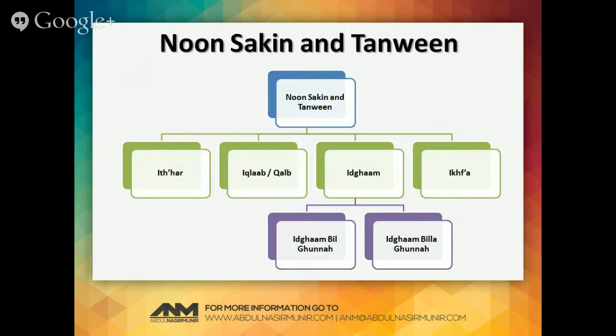Right. So this is what we're going to study first: Noon Sakin and Tanween. And as you understand now what Noon Sakin is, and you know, Alhamdulillah, what Tanween is. So after this, we have four categories in Noon Sakin and Tanween, which are Idhar, Iqlab or Qalb, which is two names for it, Idgham, and Ikhfa. Out of these four, we have Idgham, which has two further categories, Idgham bil Ghunnah and Idgham bila Ghunnah. Now, I'm just going to briefly explain what these are called.